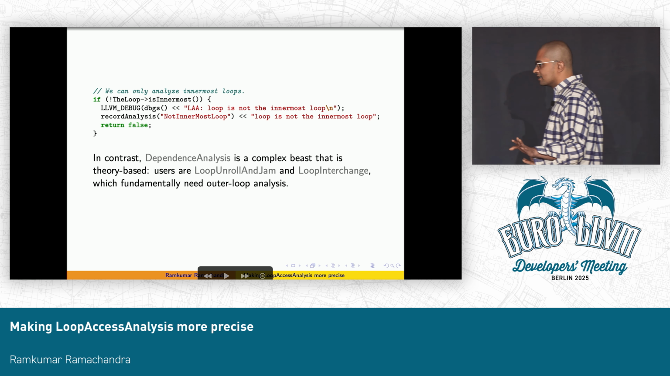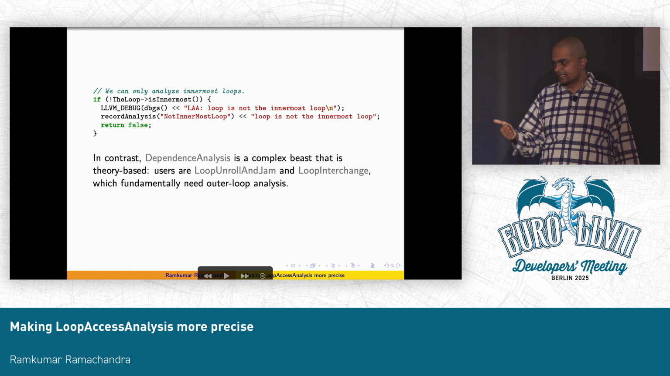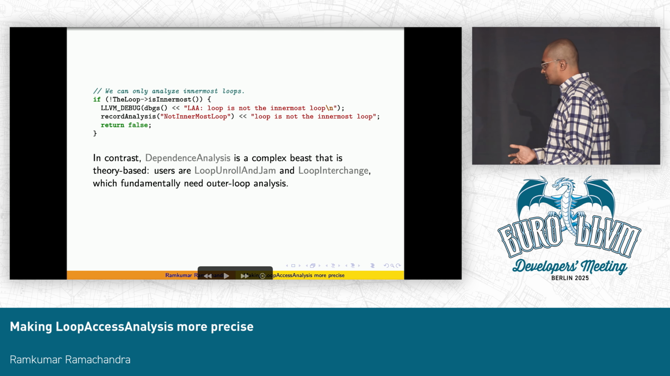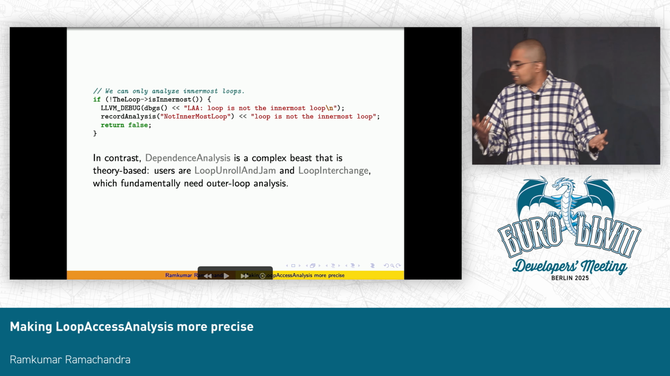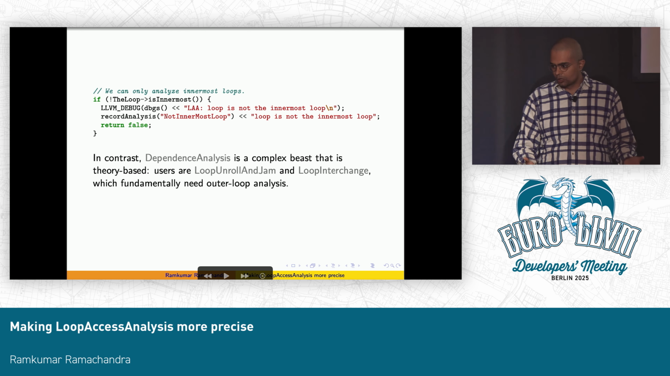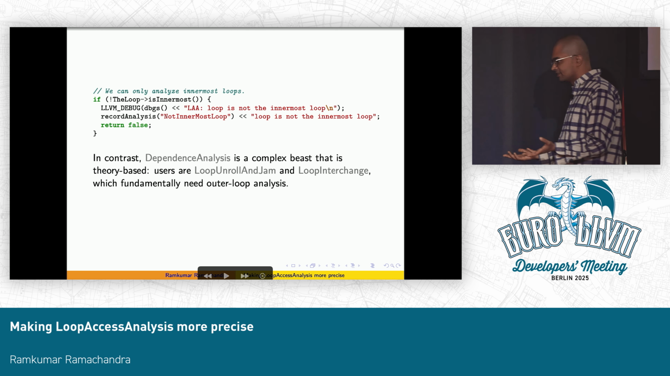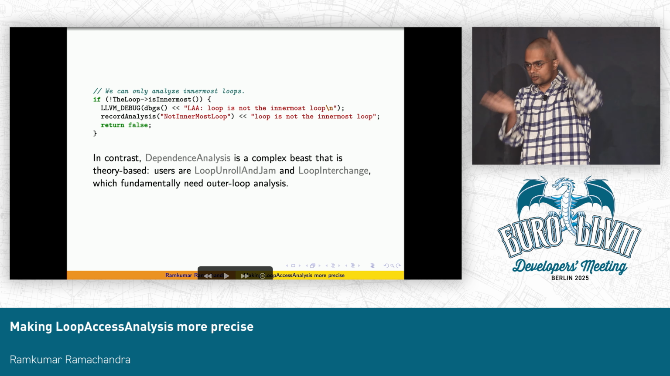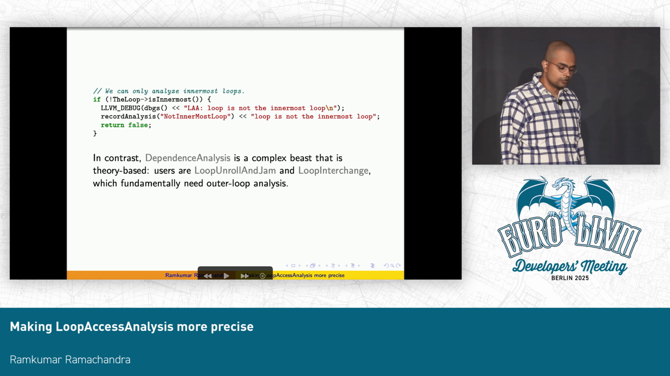The uses of dependence analysis are loop unroll and jam, and loop interchange, which are again not turned on by default because dependence analysis is not turned on by default. To perform loop interchange, you can think about it: there's an outer loop, there's an inner loop, and you want to swap them. So obviously you need analysis of outer loops fundamentally, and unroll and jam also requires it.